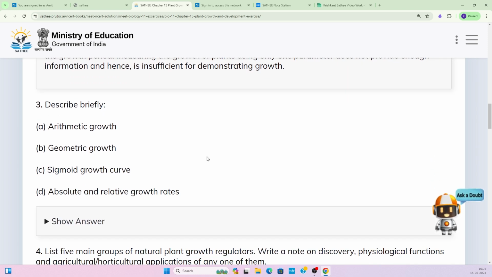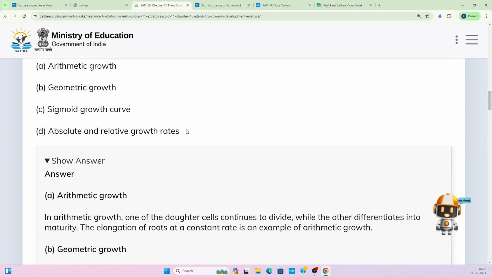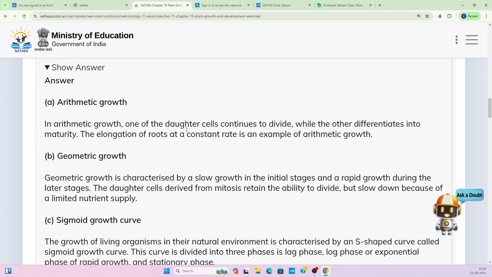Next question. Describe briefly arithmetic growth, geometric growth, sigmoid growth curve, and absolute and relative growth rates. So these are the points that you have to describe briefly. Let us see the answer. Arithmetic growth. What does arithmetic growth mean in the case of plant growth? In arithmetic growth, one of the daughter cells continues to divide while the other differentiates into maturity. When new cells are formed, they are called daughter cells.